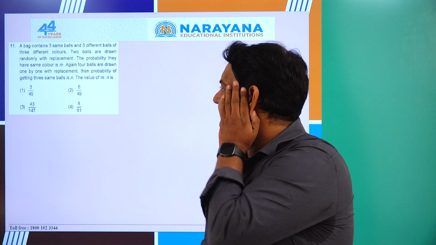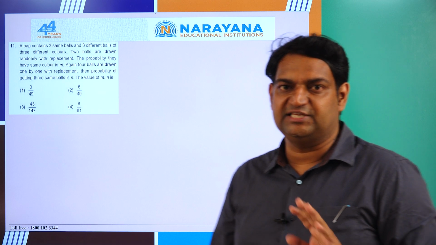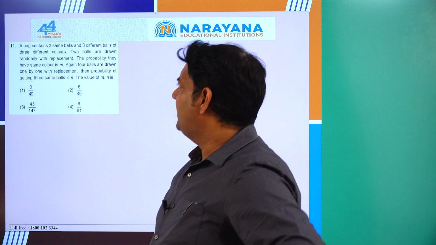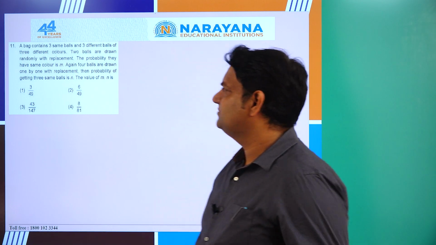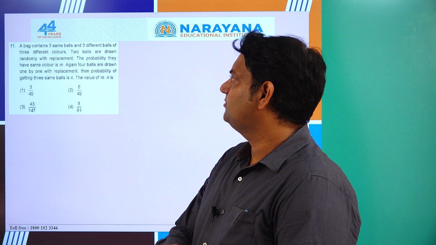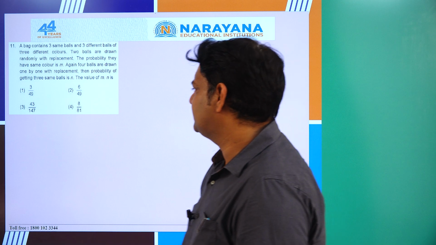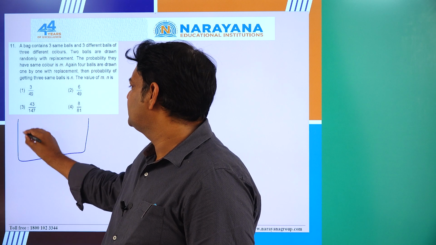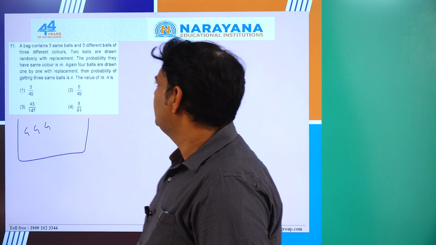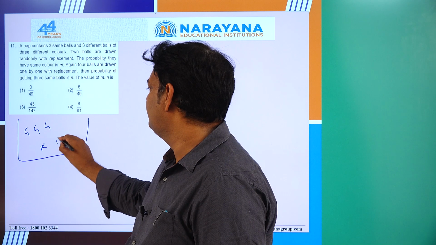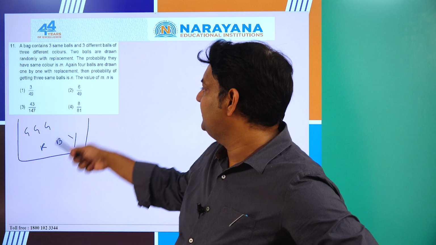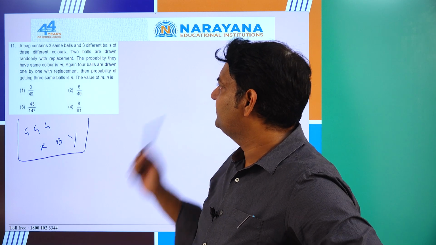This is one of the very good problems so far that I found in this particular paper. A bag contains 3 same balls, which is again a typing error, you should understand the problem. 3 same balls means 3 balls of the same color we will assume. Suppose 3 balls are there, all 3 are green, and 3 different balls, so red, blue, yellow suppose. Total 6 balls, 3 balls of the same color and 3 balls of different colors.